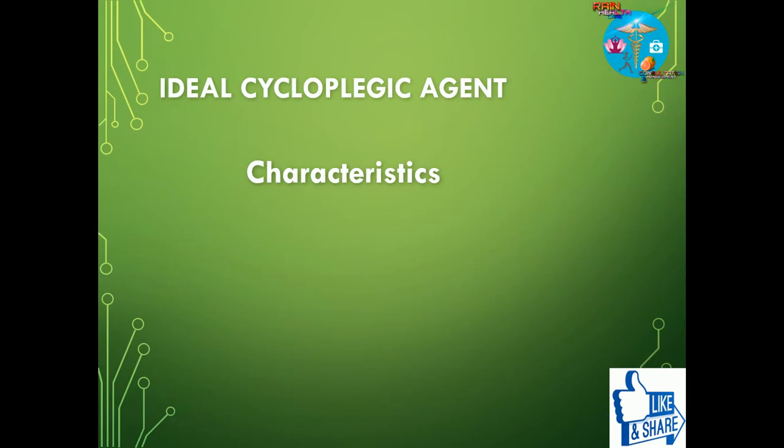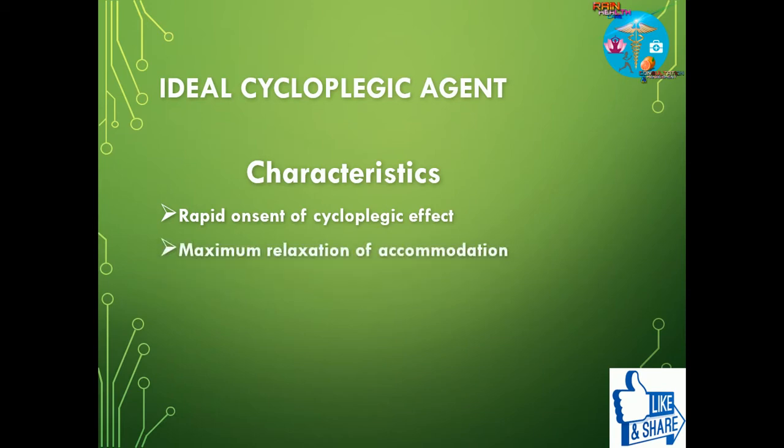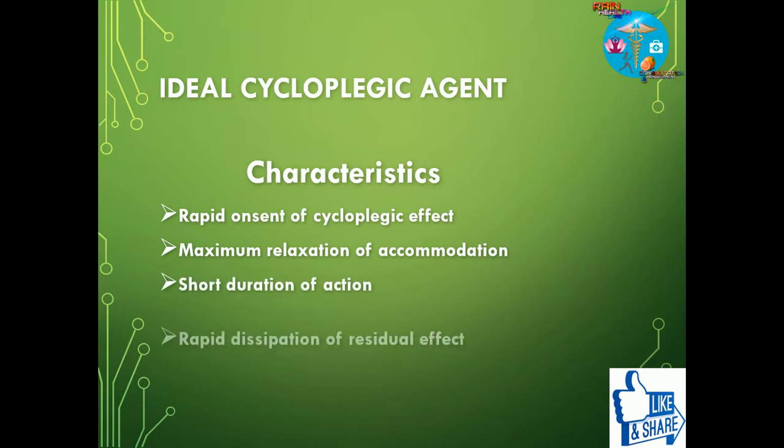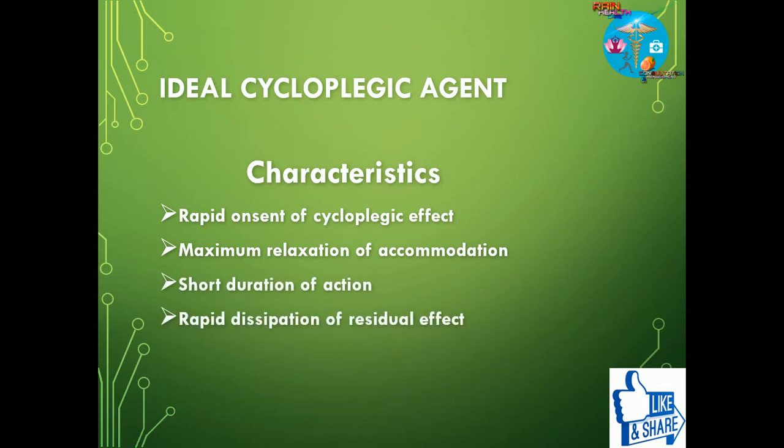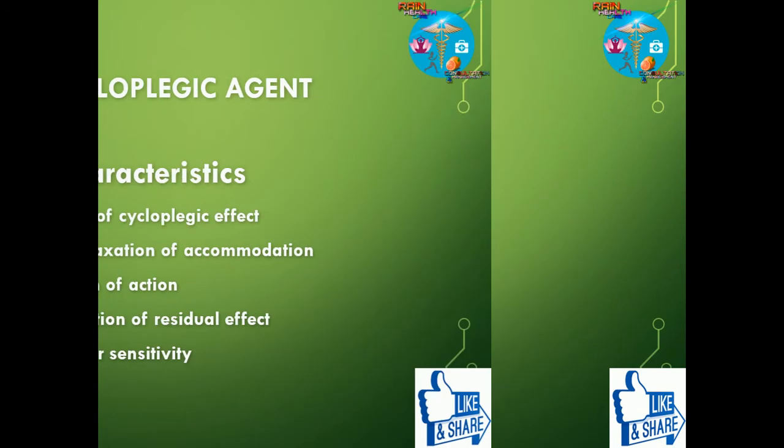So, the characteristics of an ideal cycloplegic agent. First, rapid onset of cycloplegic effect. Second, maximum relaxing of accommodation. Third, short duration of action. Fourth, rapid dissipation of residual effect. Then fifth, low toxicity or sensitivity.